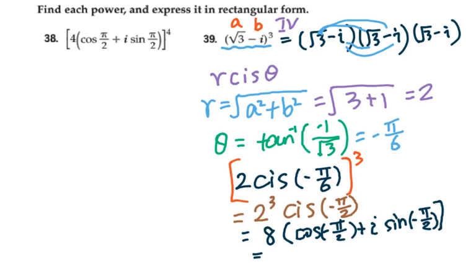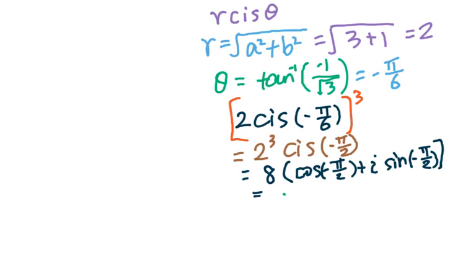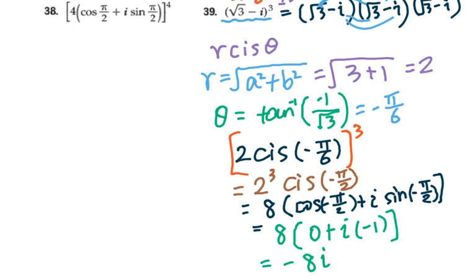So we work this out. We get 8 times 0 plus i times -1. Final answer will be -8i. In other words, -8i will be the solution to (√3 − i) to the 3rd power.